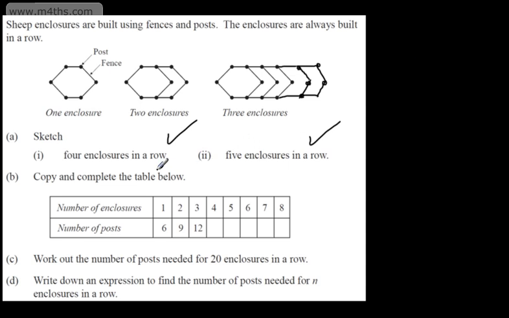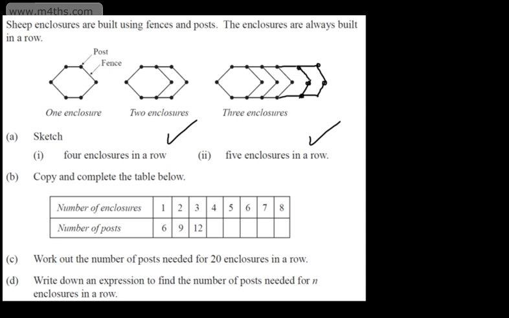So if we look at this, we're asked to copy and complete the table below. So the number of enclosures and the number of posts. On the first enclosure, we can see there are 6 posts. So 1, 2, 3, 4, 5, 6, or the other way around if you want to go clockwise.